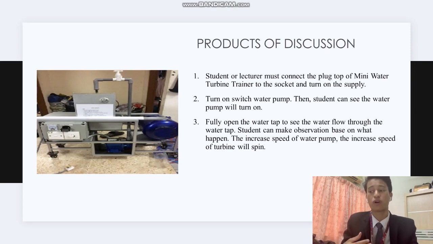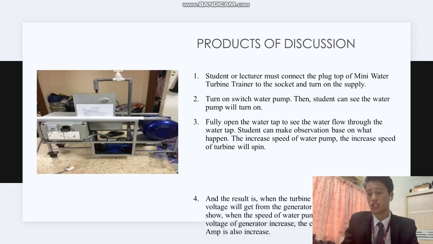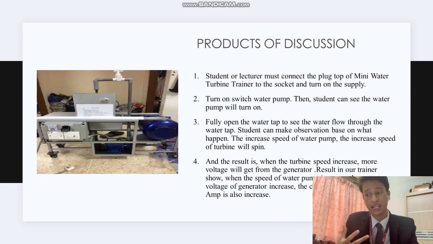As the speed of the water pump increases, the turbine will spin at high speed. And fourth, the result is that when the turbine speed increases, more voltage is obtained from the generator. The result on our trainer showed that when the speed of the water pump increases, the output voltage of the generator increases. The current, shown in milliamps, also increases.